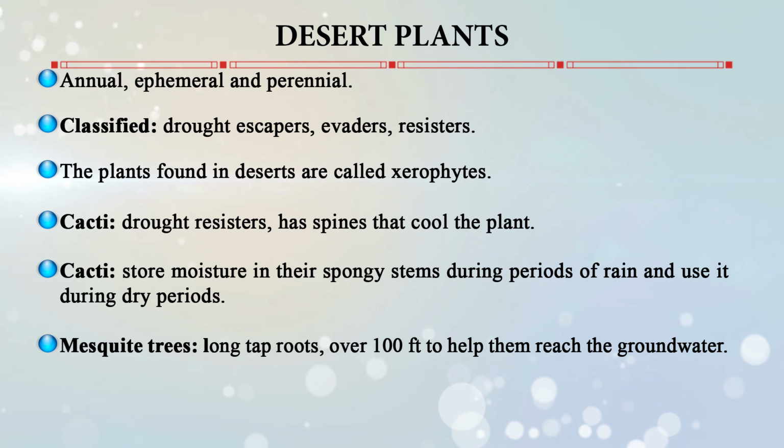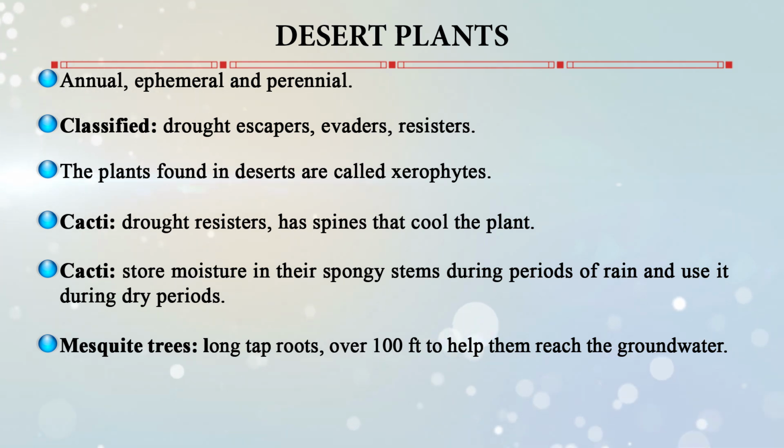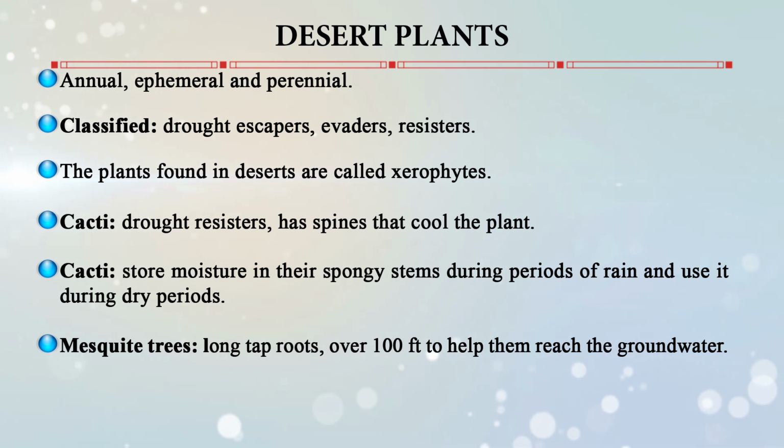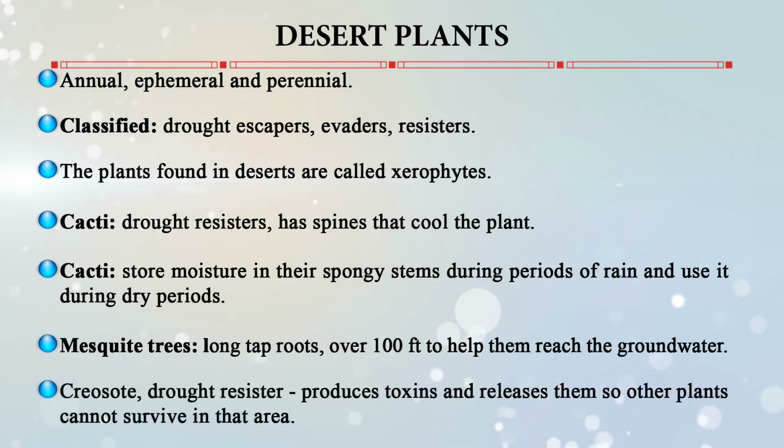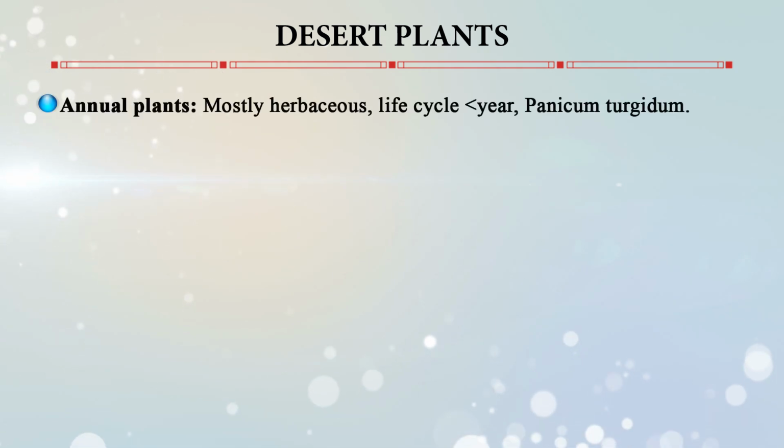So, they have their conditions which are adapted for surviving in these drought and desert conditions. Then creosote is another desert resistor, and that produces toxins and releases them so that the other plants cannot survive in the area around them, so that they are able to get whatever nutrition is possible from the place.